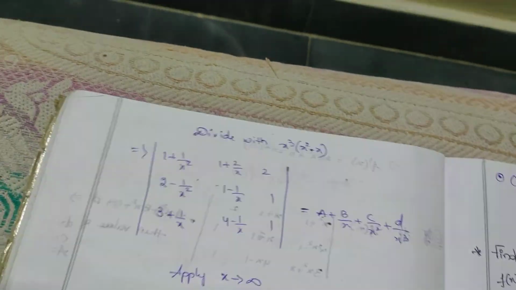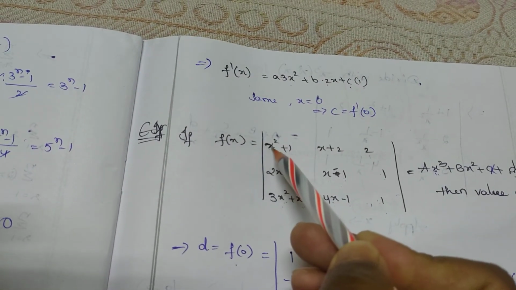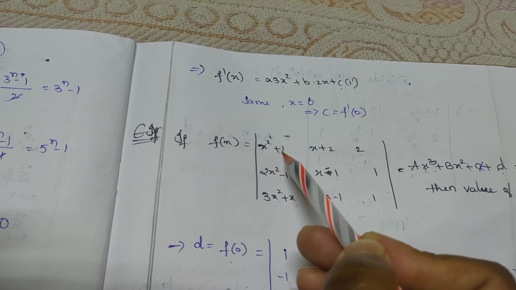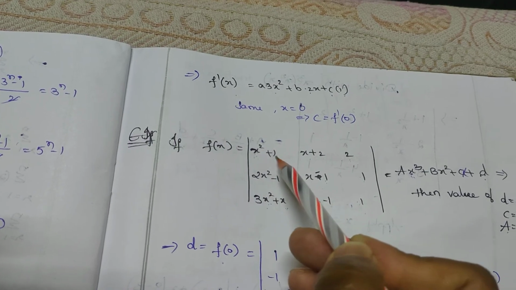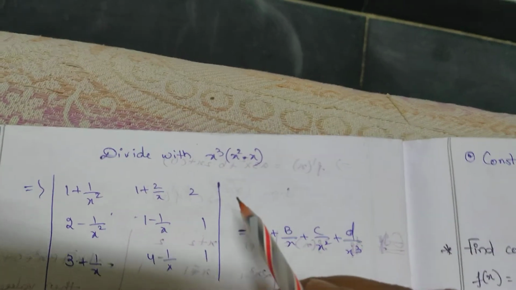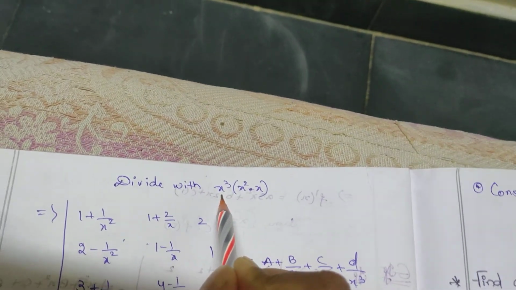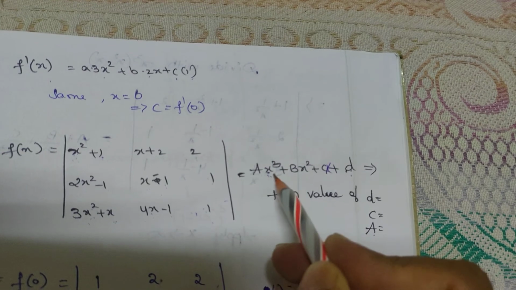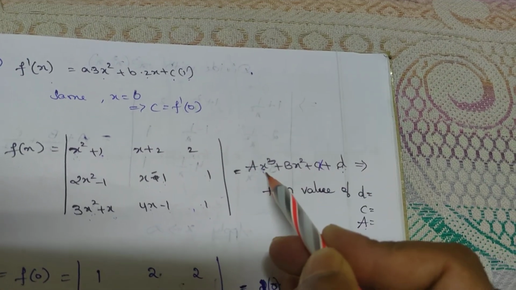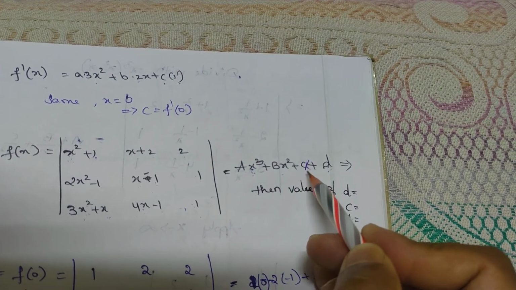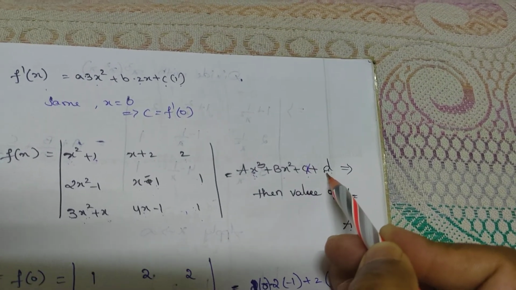If you divide with x cube, x square by x cube means 1 by x, plus 1 by x cube. Here x cube is there, so the entire equation, RHS also, you can divide, no problem. See, ax cube plus bx square plus cx plus d: ax cube by x cube is a, bx square by x cube is b by x, cx by x cube is c by x square, plus d by x cube.